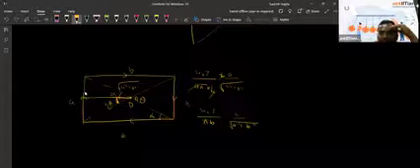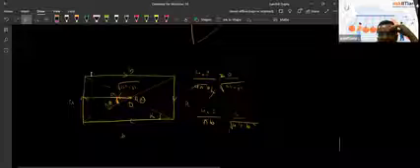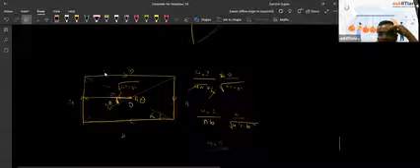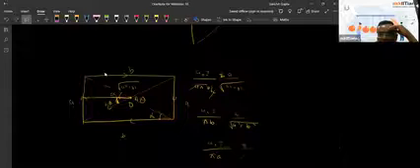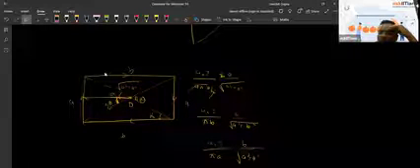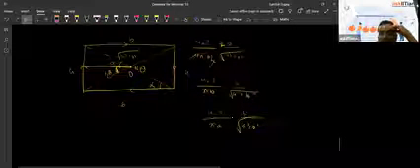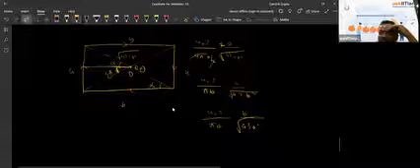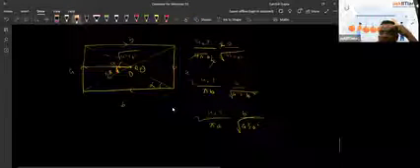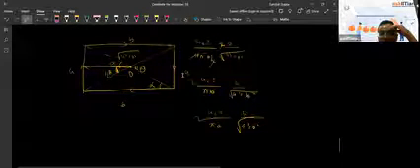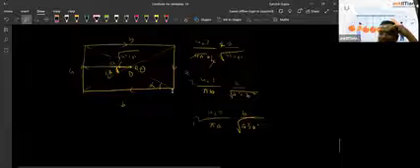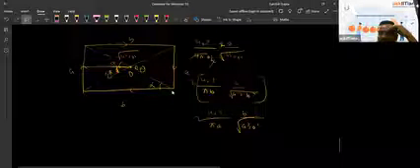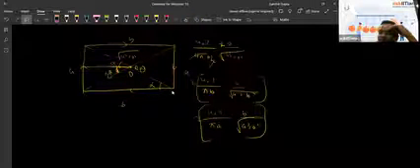This is only from one wire. Tell me, from this wire, can we find it in the same manner? It will be mu naught I divided by pi into a, into b divided by the square root of a square plus b square. I have just replaced a with b. And from this wire it will be again the same, so it will be 2 and 2. Because the magnetic field due to this wire and this wire would be the same, I have just multiplied this expression by 2 and this expression also by 2. Got it?